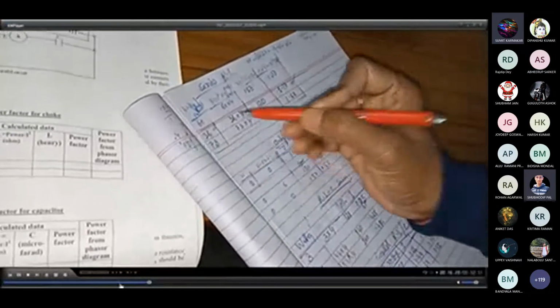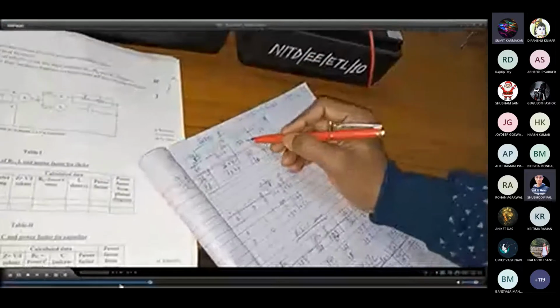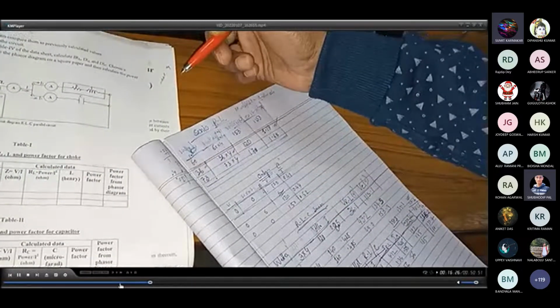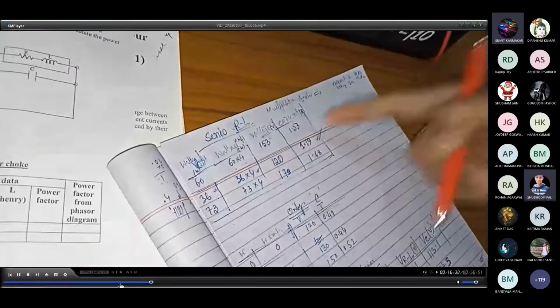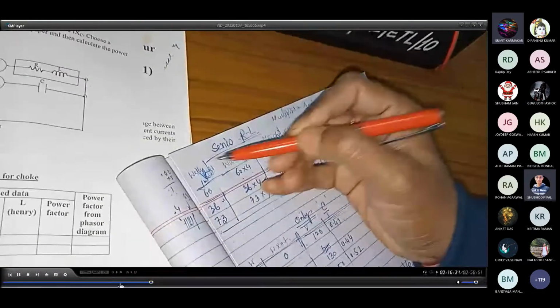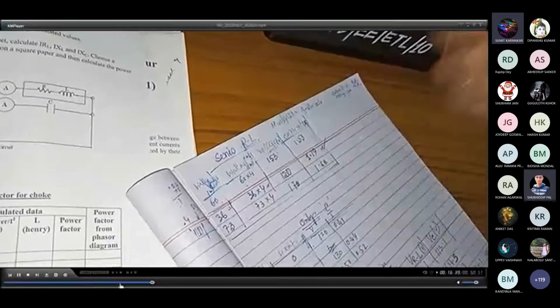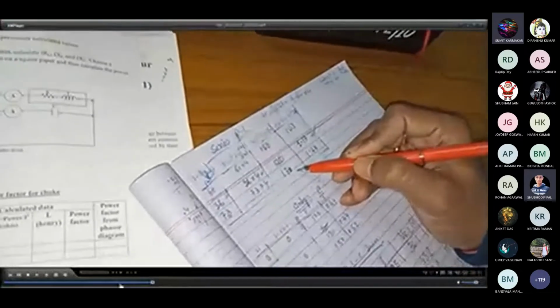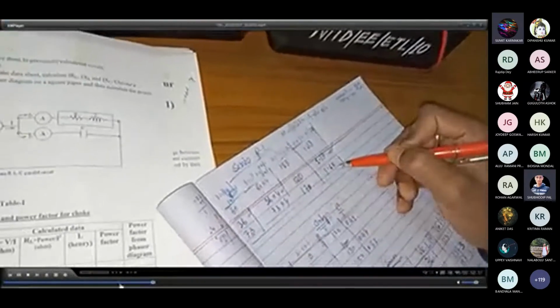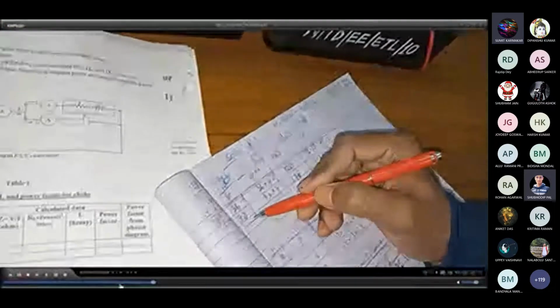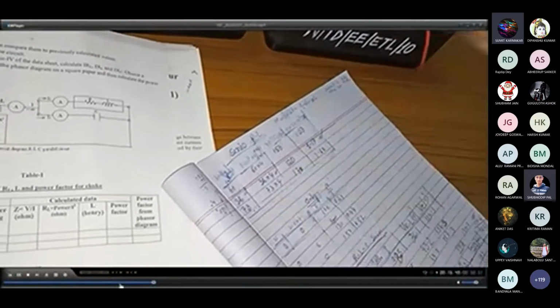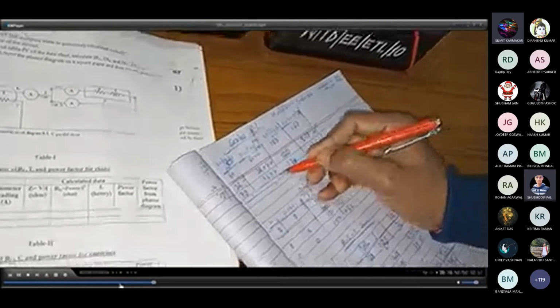Like I have taken this, when I have increased the voltage, so 153, right? And at that time I have got 1.53, the current, and the wattmeter reading I have got 60, so 60 into 4. And similarly, I have increased further, so it is 170 volt. What is the current that I have noted? And power reading was 73. So that I have multiplied by 4. So that is the series RL circuit.